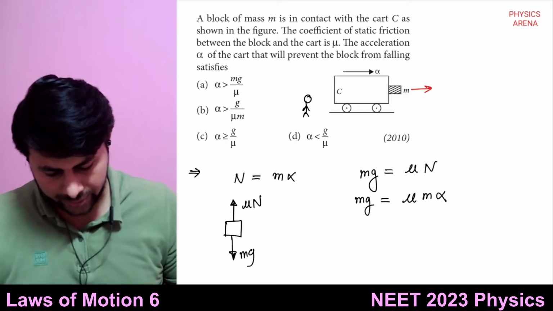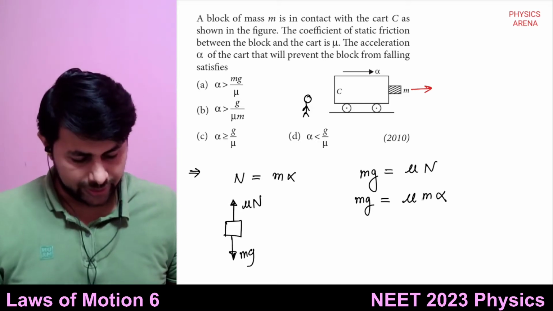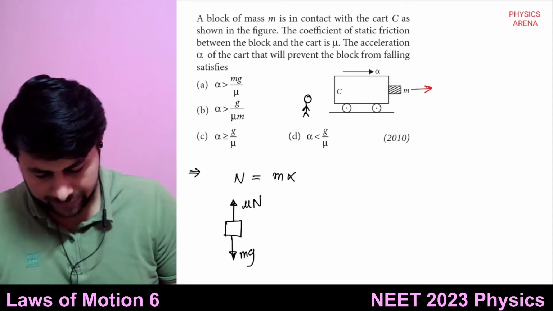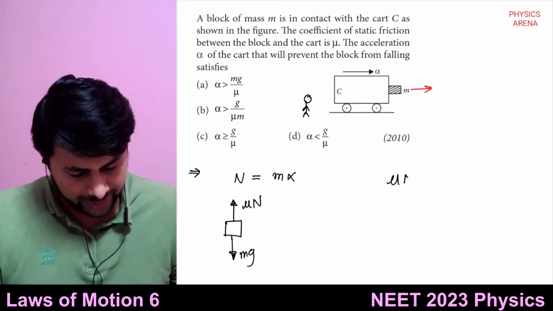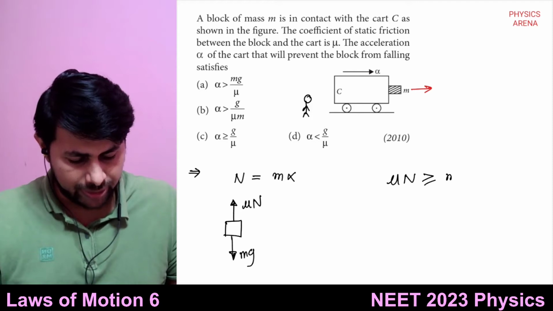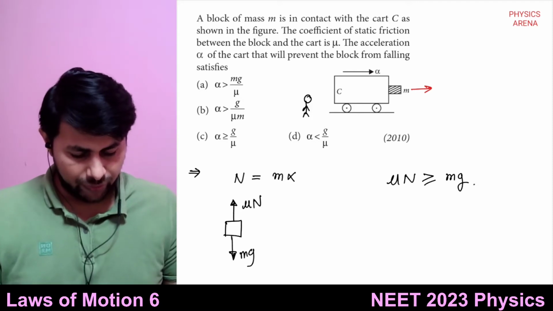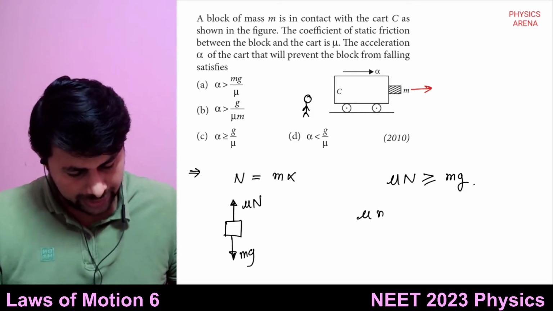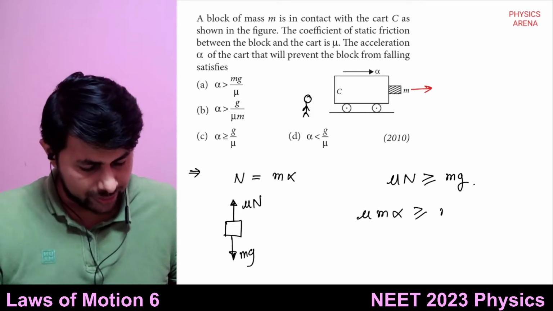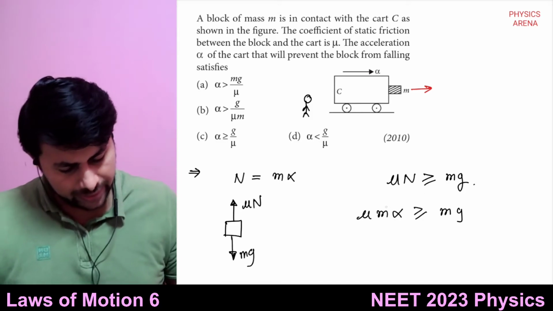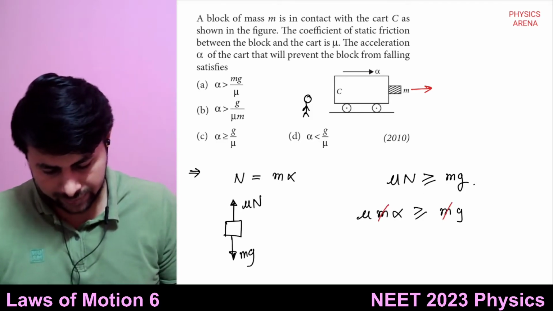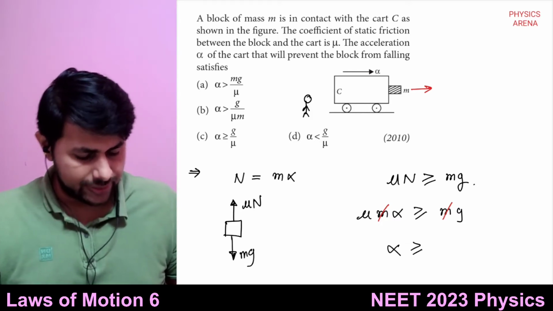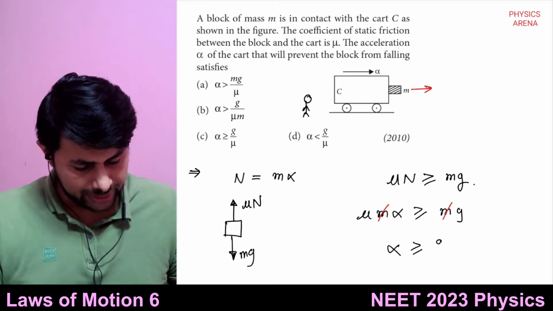Here, if it doesn't fall, then maximum friction should be greater than or equal to mg. So mu times N is greater than or equal to mg. Now we will substitute N equals m alpha. So mu m alpha is greater than or equal to mg, and then this m gets cancelled out. So you want alpha, no? So alpha is greater than or equal to what? g divided by mu.